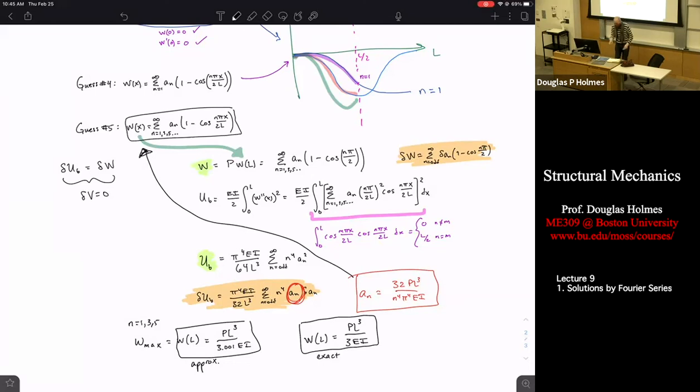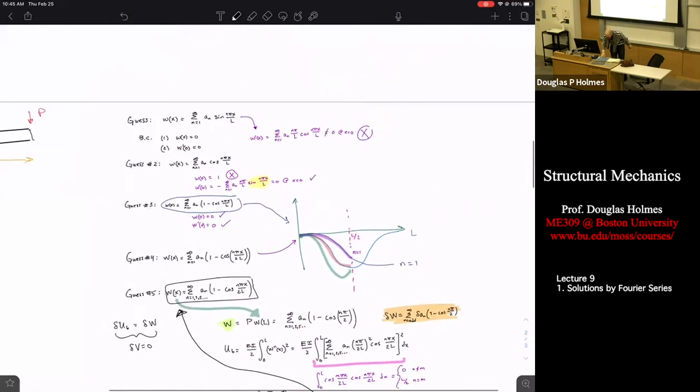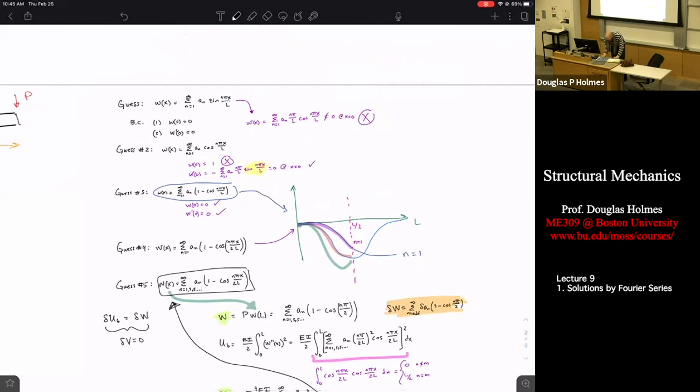And you kind of work your way through, just like we did here, through this system of guesses until you get a function that at least matches your boundary conditions. And at that point, if you have a function that matches your boundary conditions, you can then insert it and it will get you really close to the final, true solution.